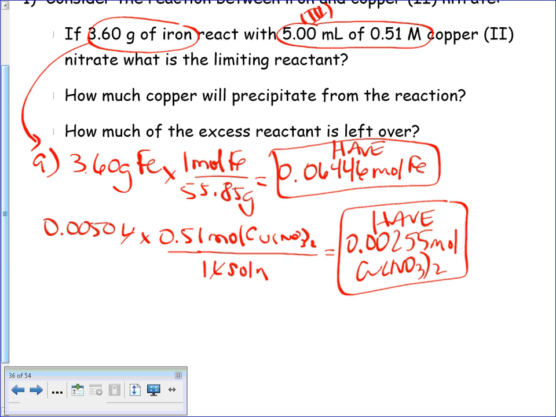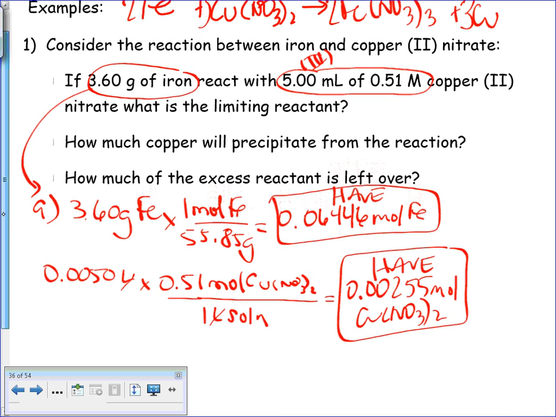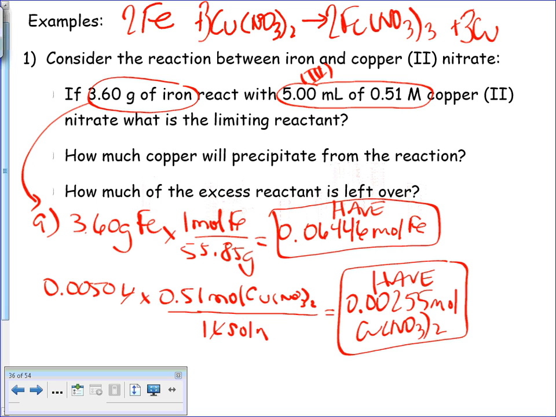Okay, so if I have this much of each of them, and I know the recipe in which they react, the recipe is I need 2 irons and 3 copper 2 nitrates to react to make products, right? So here's how I compare them. I compare them by multiplying them by each other's mole ratios. So basically what I'm going to do is say, let's just say, for example, if I had 2 moles of iron, how much copper 2 nitrate would I need to fully react all that iron?